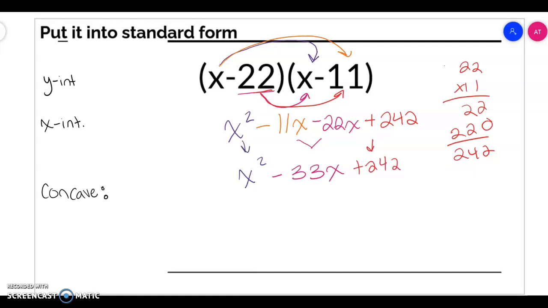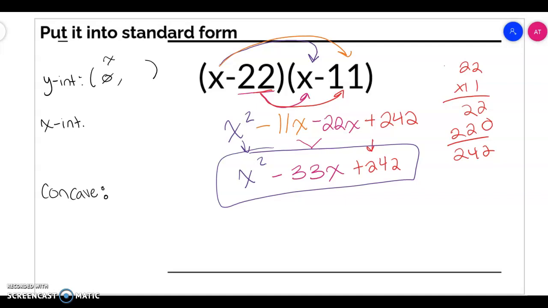So now what I have is my final standard form. So the y-intercept, where it hits the y-axis, meaning my x's need to be 0. So if I plug in 0 here for all of my x's, I can see that I get just 242, because these cancel out and give me 0, and 0 squared is 0, so I get 242. So my y-intercept is 0, 242, because if I plug in 0 to any of the x's, those will all cancel out.